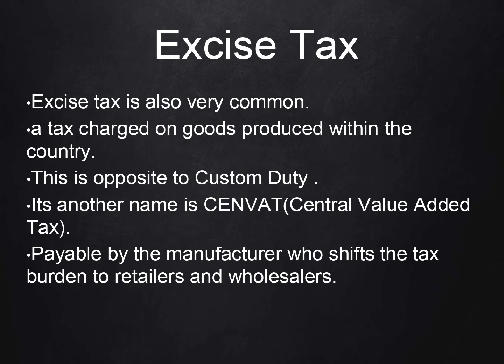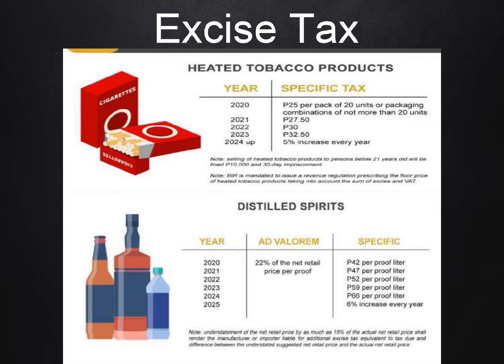Its other name is CENVAT or Central Value Added Tax, payable by the manufacturer who shifts the tax burden to retailers and wholesalers. When a manufacturer buys the raw materials for the company's product, for example, tobacco for cigarette companies, they already need to pay indirect taxes on the items. Through a part of the normal course of business, the manufacturer can pass on the burden to the consumers by selling the cigarettes at a higher price.